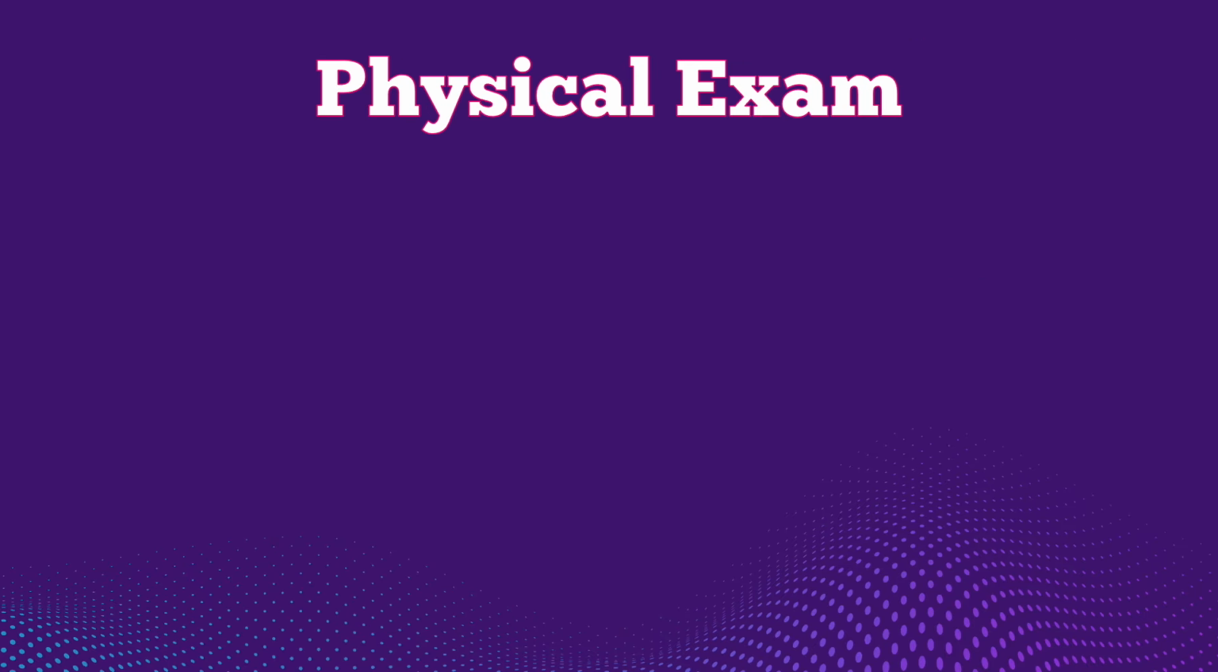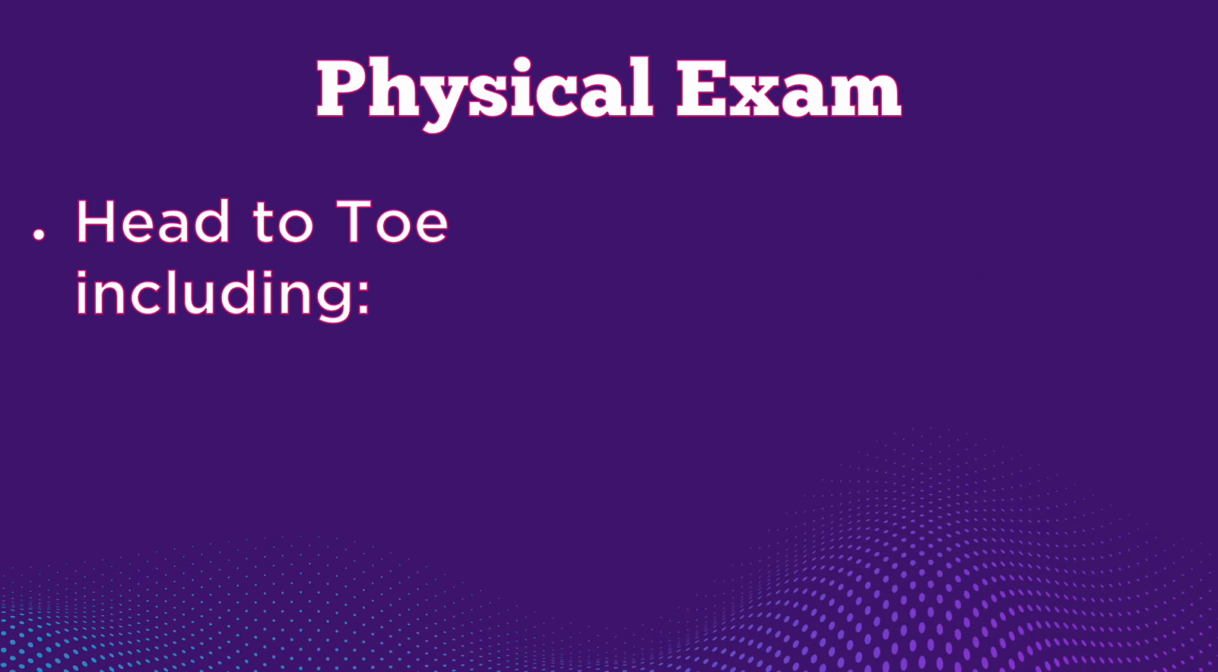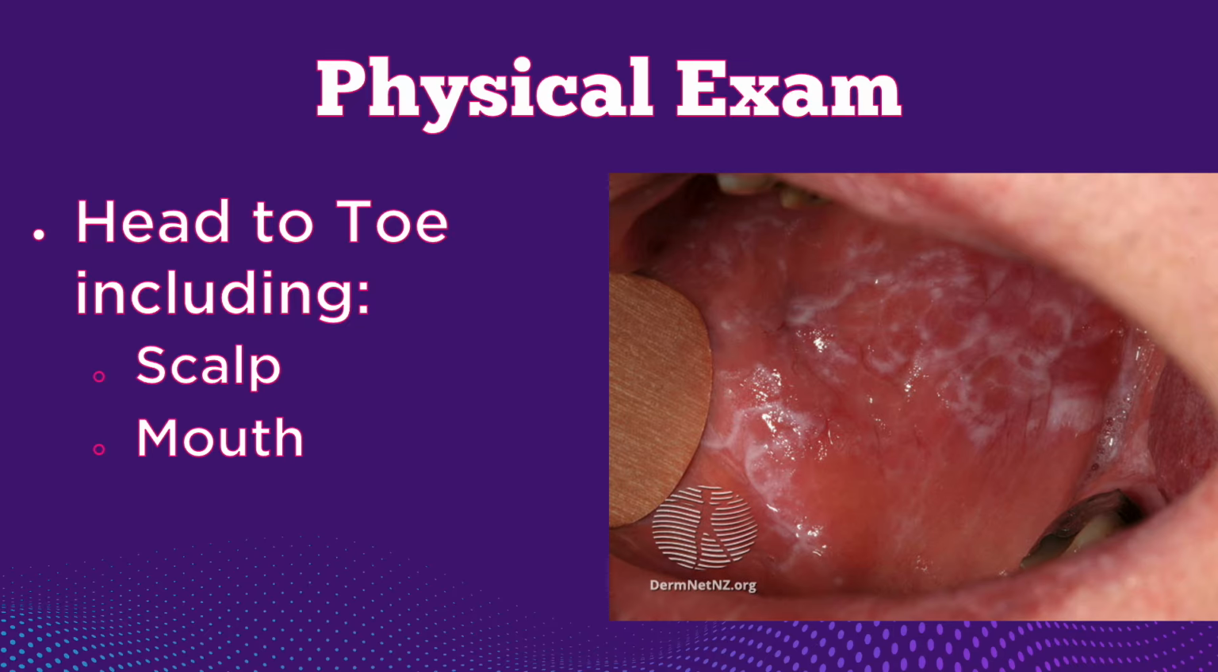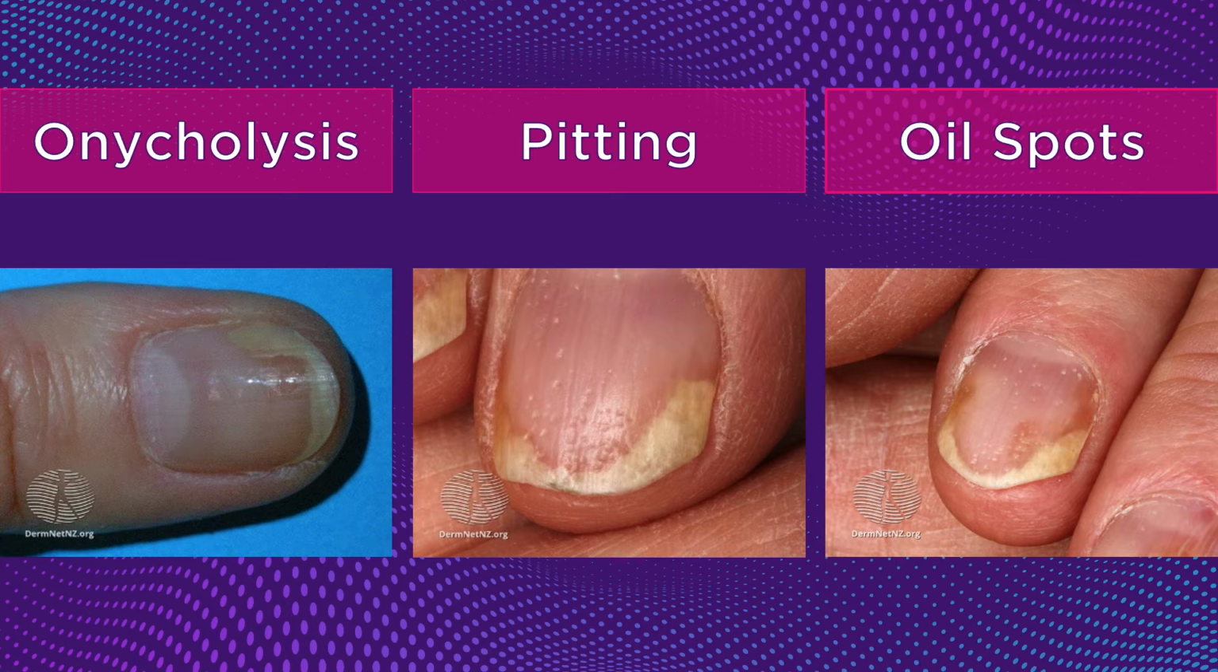You want to do a thorough head-to-toe exam, as we discussed in our second episode. Patients may have psoriasis in their scalp that they weren't aware of. If the diagnosis is unclear, look in the patient's mouth. They may have changes pointing to a different diagnosis, such as Wickham striae that are present in lichen planus. Don't forget to look at the patient's nails for onycholysis, pitting, and oil spots.